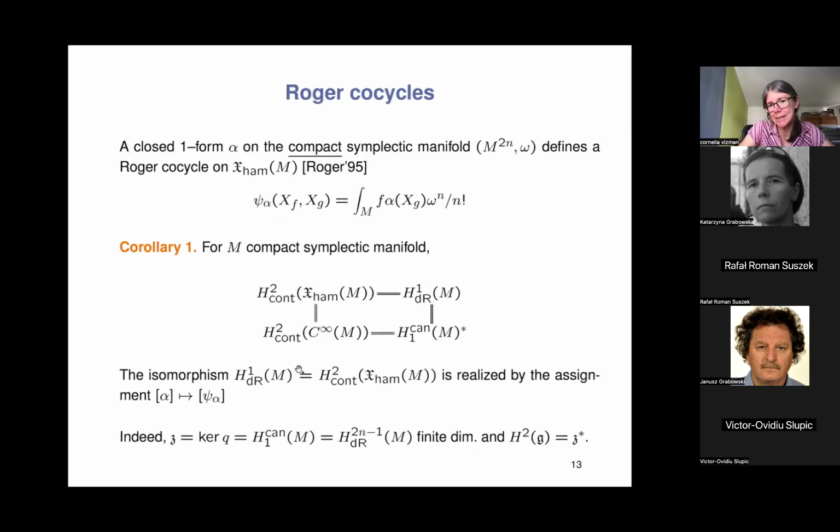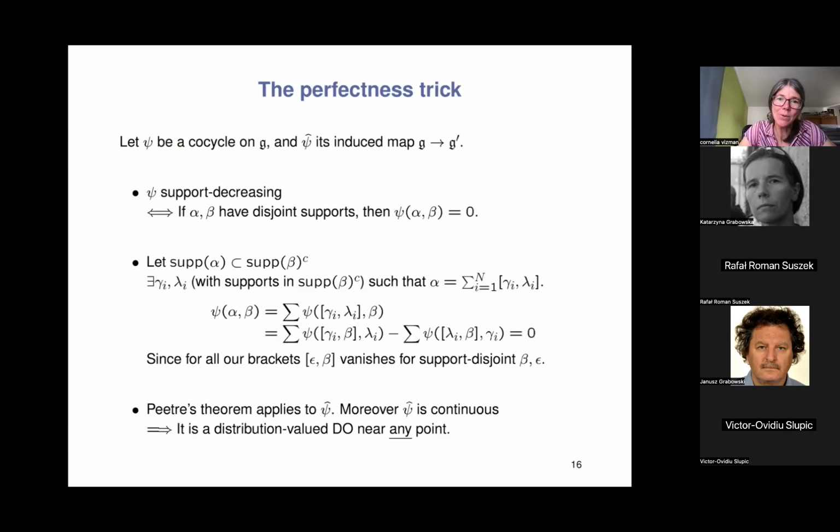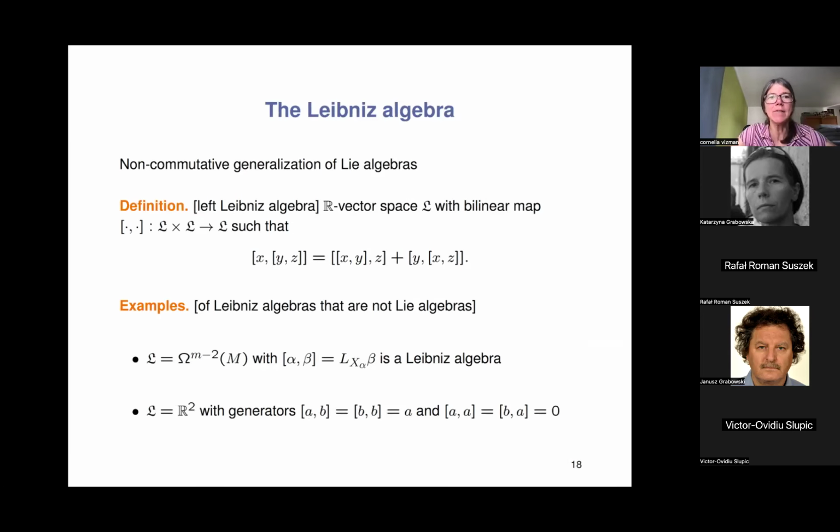But this one, using this very same bracket, without dividing out the exact ones, is a Leibniz algebra. By the way, in this case, omega 1 without dividing this out is not a Leibniz algebra. So we have the definition of Leibniz algebra. It's a non-commutative generalization of Lie algebras. A left Leibniz algebra is given by a bilinear map that satisfies this left Jacobi identity.